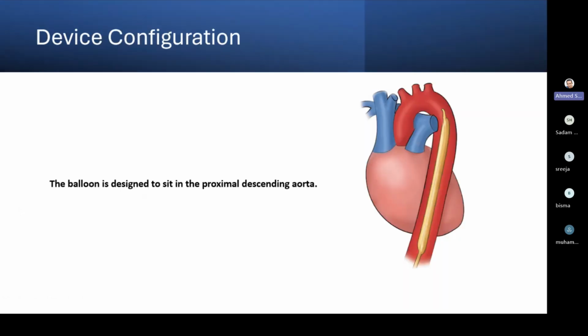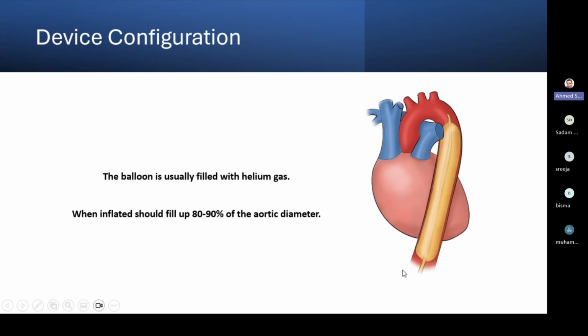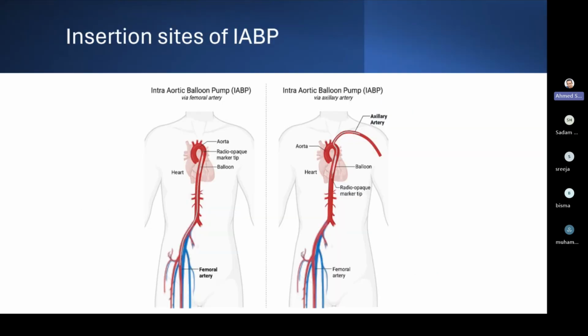And the balloon is designed to sit in the proximal part of the descending aorta, distal to the origin of the left subclavian artery and above the origin of the renal arteries. And the balloon will be inflated with helium gas, and the inflation of the balloon will lead to occlusion of 80 to 90% of the aortic diameter.